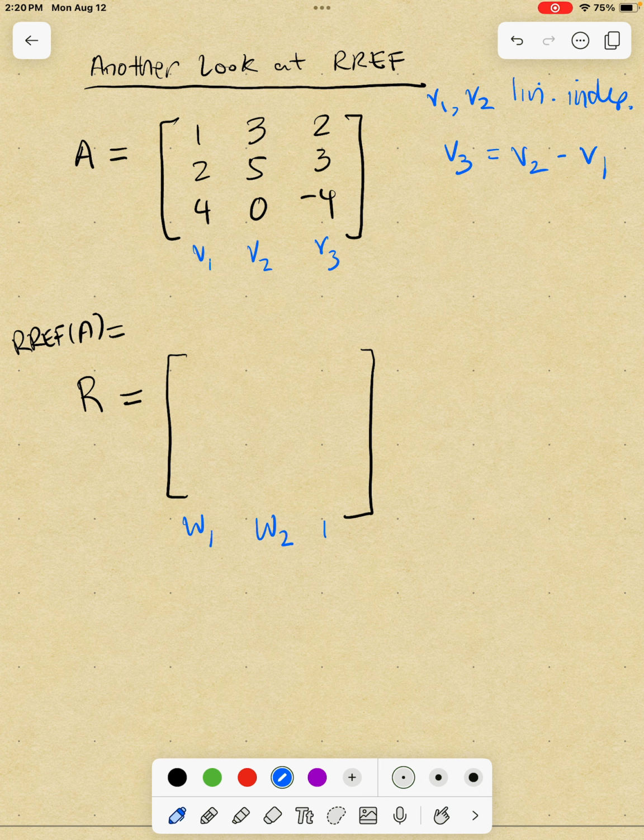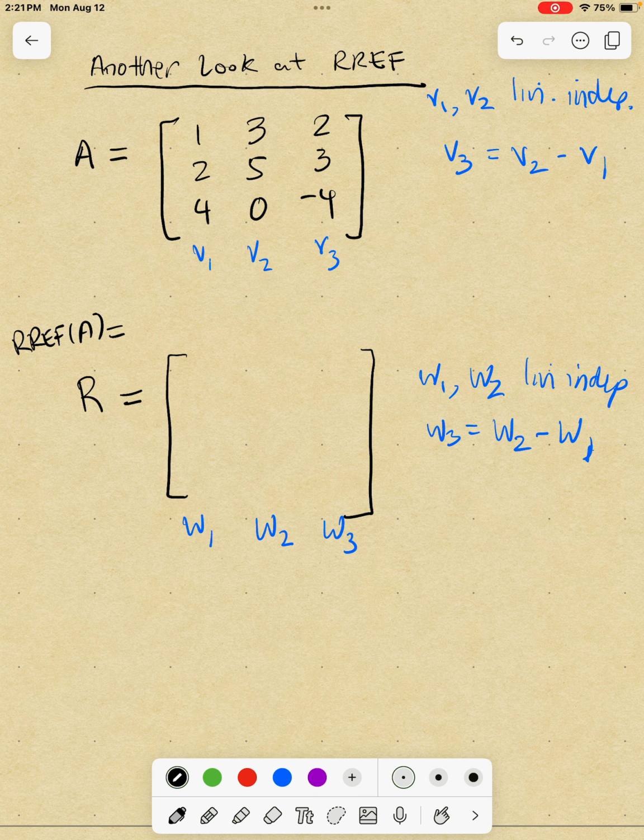So in the reduced row echelon form, let's call these columns W1, W2, and W3. Those relations are going to be true of the reduced row echelon form. So W1 and W2 are also going to be linearly independent, and W3 is going to be W2 minus W1. Well, can you see what the first column of R, the reduced row echelon form, will be, if you just imagine doing some of the steps?